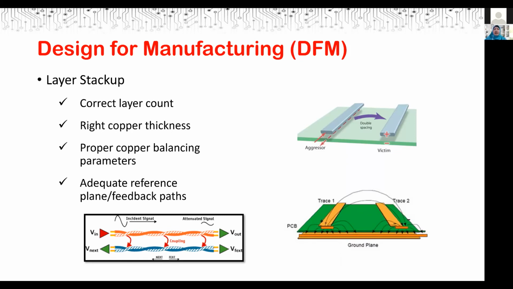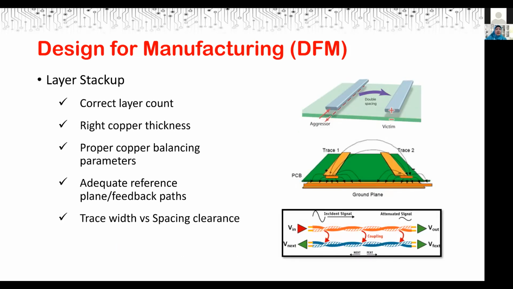Then we need to think about the adequate reference plane or feedback paths. So what requires this factor? Okay, in your layout design, you have critical, sensitive, or even impedance signals. So they require the proper reference plane and feedback paths to prevent crosstalk or EMI, EMC issues. So when we think about the layer stack up and the number of layers, we need to think about the adequate or sufficient reference planes in the layer stack up, as well as trace width and spacing clearance. They are also equally important.